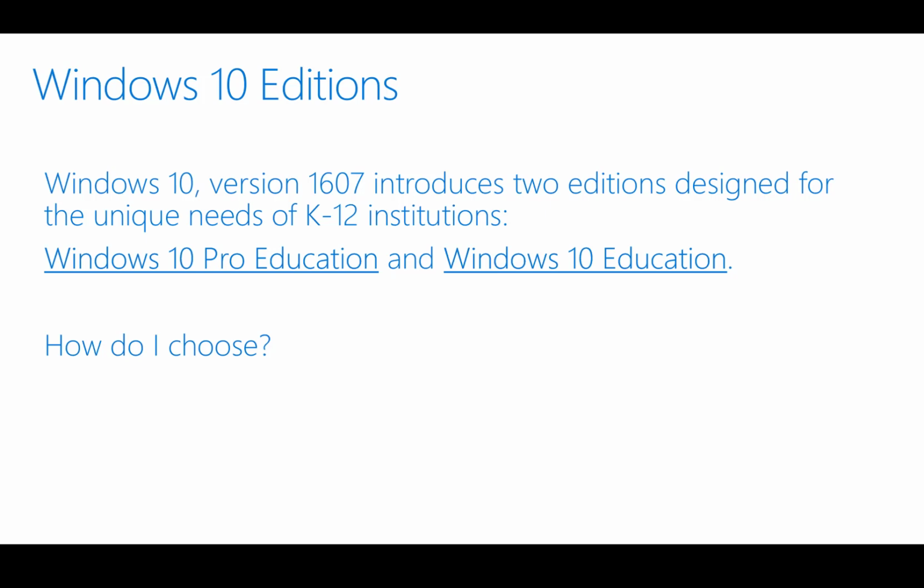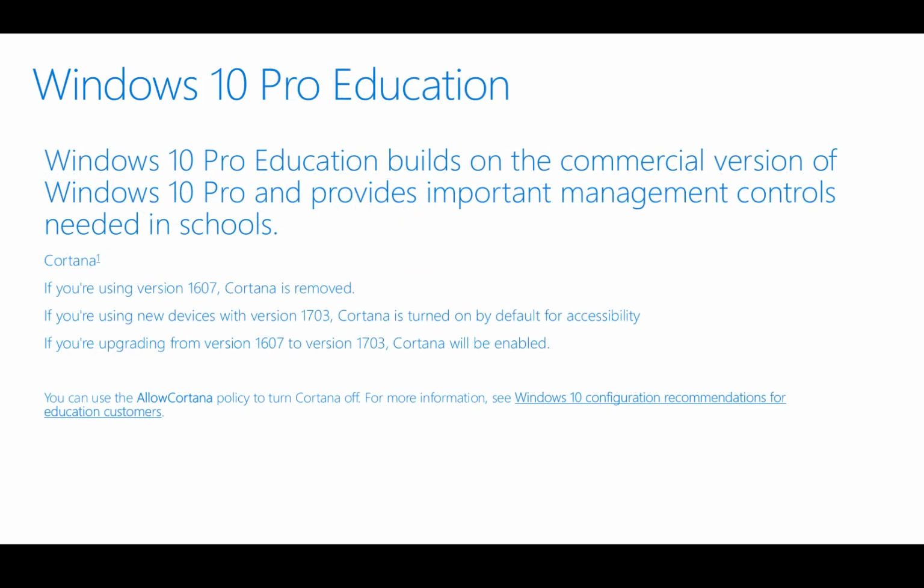So how do I choose? Windows 10 Pro Education builds on the commercial version of Pro and provides important management controls needed in schools. Back in 1607, Cortana was removed, which you asked for at the time, but then we found due to accessibility needs that we really needed Cortana there. So 1703 and newer, Cortana is on by default. You can control this with group policies and registry keys if you need to.